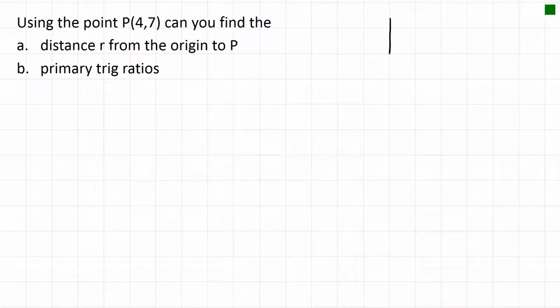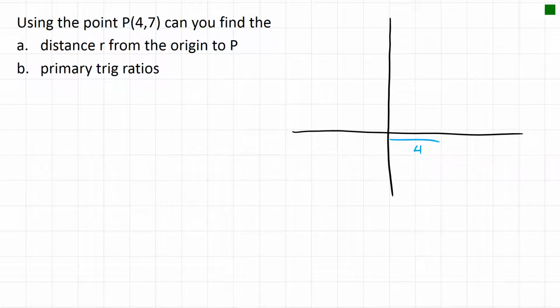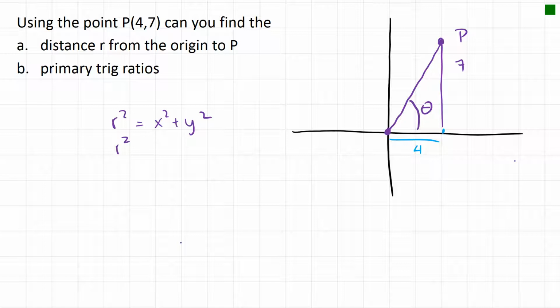So let's plot 4, 7. And 4, 7 is in the first quadrant. We're going to go over 4 and up 7. And there's point P, and we're going to draw to the origin, so that indicates the angle theta. Now if we're going to find the distance of P to the origin, we need to use Pythagoras. So r squared equals x squared plus y squared. So it's just getting practice with using these new symbols for Pythagoras.